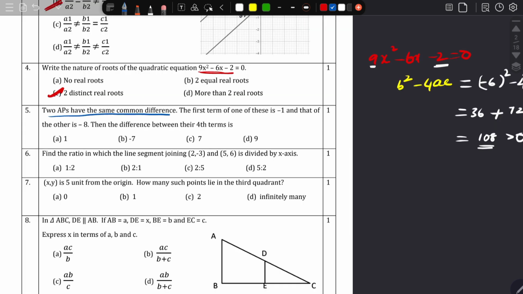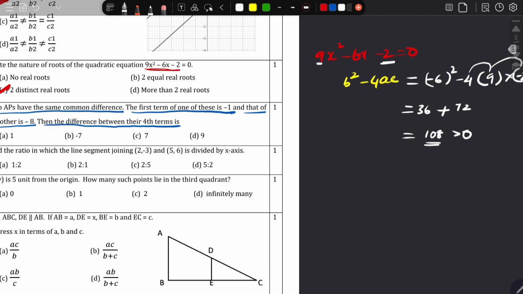Two APs have the same common difference. The first term of one of these is minus 1 and that of the other is minus 8. Then the difference between the fourth terms is. This is question number 5. There are two APs, so let me imagine AP1 and AP2. Given the first term a is equal to minus 1, and to differentiate, I am taking capital A, which is equal to minus 8. In both APs the common difference d is the same, so the first AP has d and the second AP also has d itself.